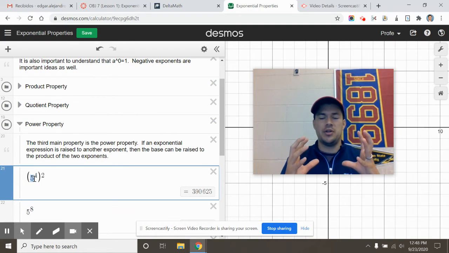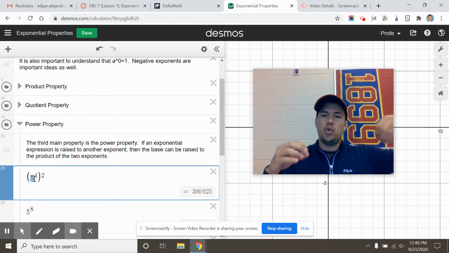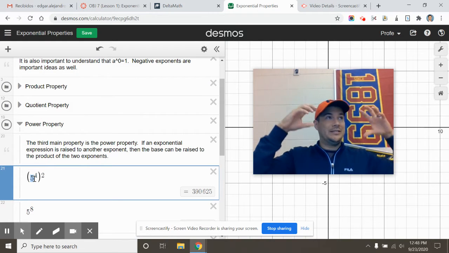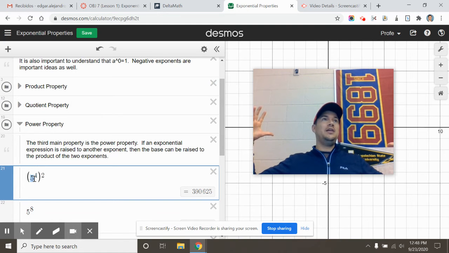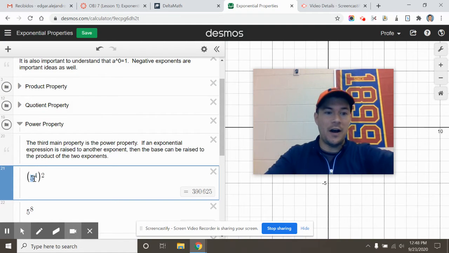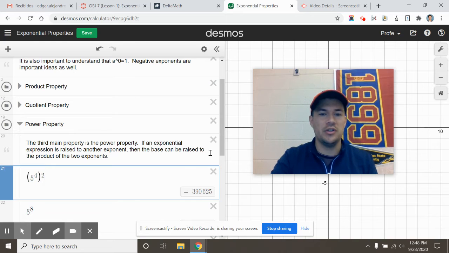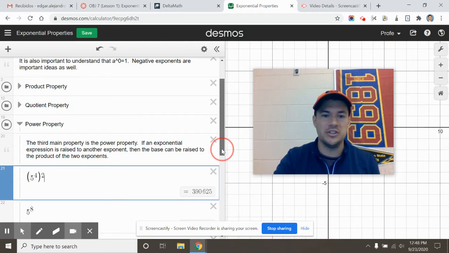if I take an exponential expression and I raise it to another exponent, so it's like it's a base, an exponent, and then all of that contained to another exponent. If I do that, I can actually just keep the base and multiply the exponent, and it'll be the same value. So let's see how that works.